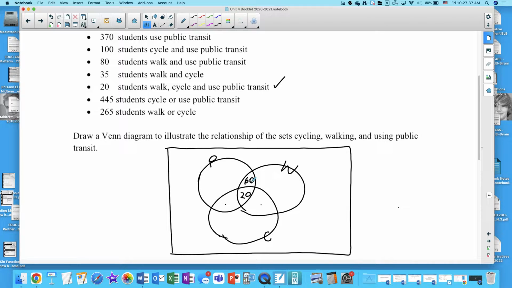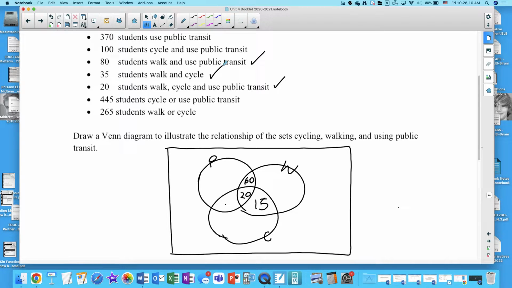Okay? Anything else that we can fill out right now? The 35 students walk and cycle? Yeah, so 35 students walk and cycle. So that's this football thing over here. So how many people only walk and cycle? 15, right? Because 15 plus 20 is 35. Okay? That's walk and cycle. Anything else?